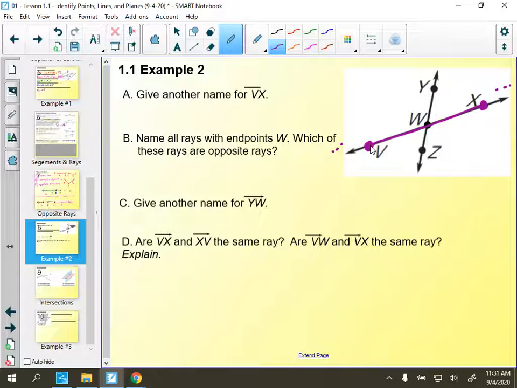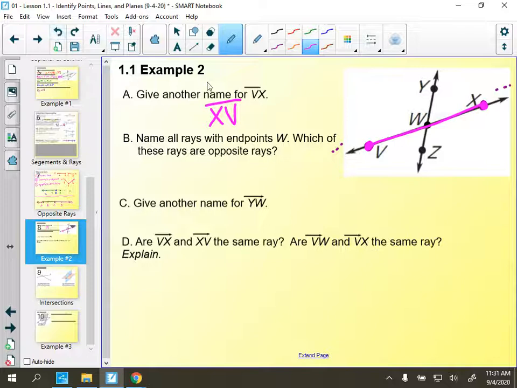Okay, so I need another name for it. I think the only option I'm going to end up with is flipping my letters, my endpoints, around. I can't involve W because anything with W is going to cut off part of that section. So I don't want to do that. So I think our only option here would be to flip our letters and say segment XV and still be talking about the same line segment.